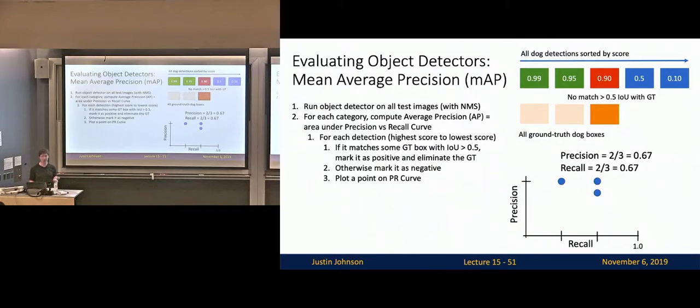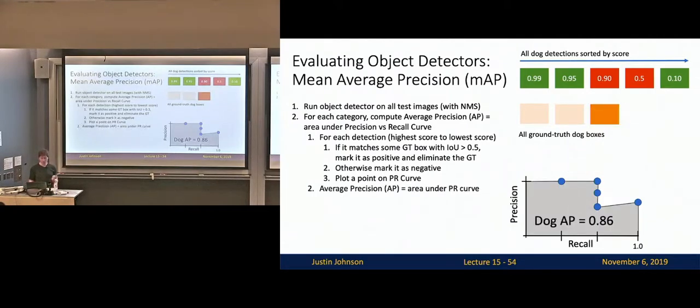This would give us another point on the precision recall curve. And then again, suppose the next one is another false positive. This gives us another point on the precision recall curve. And then suppose this final one was indeed a true positive that again matched this final ground truth region. So for this final one, our precision is 3 out of 5, because of the 5 detections, we considered 3 of them as true positives. And then our recall is 100% because we hit all of the ground truth regions.